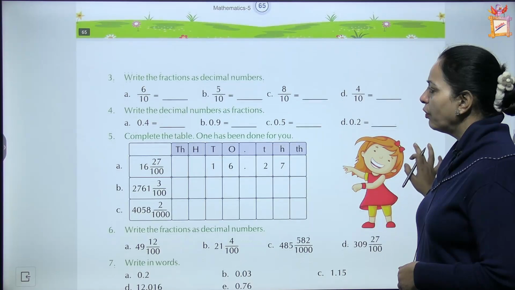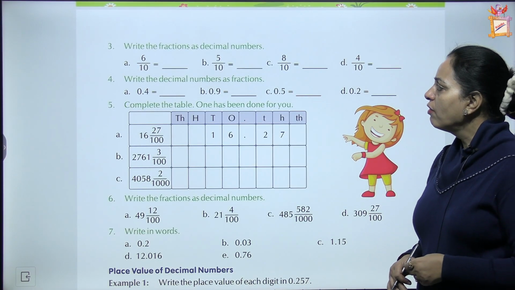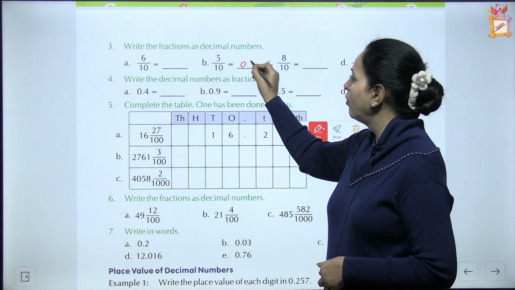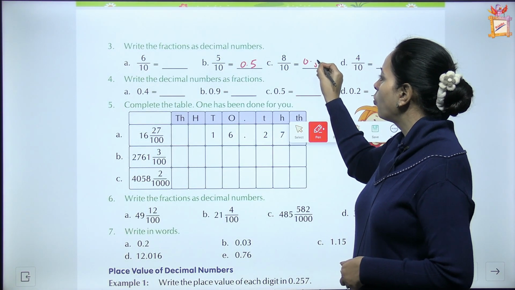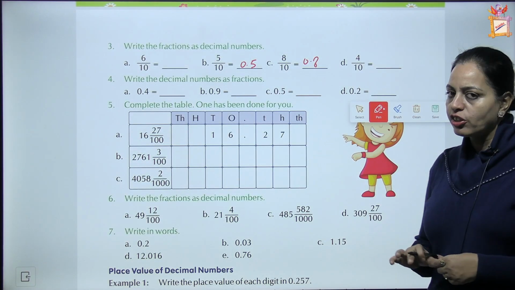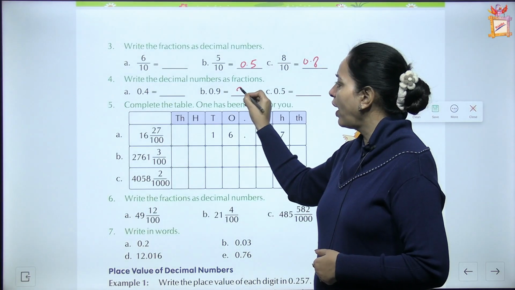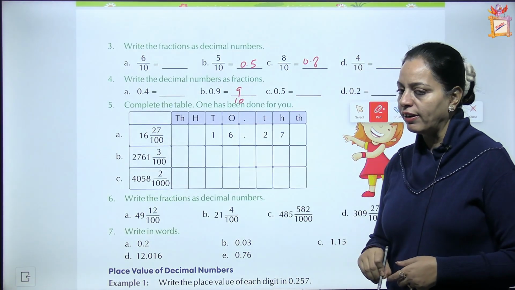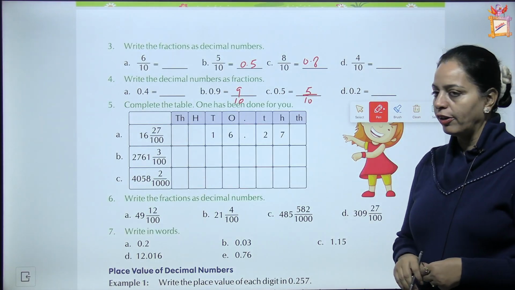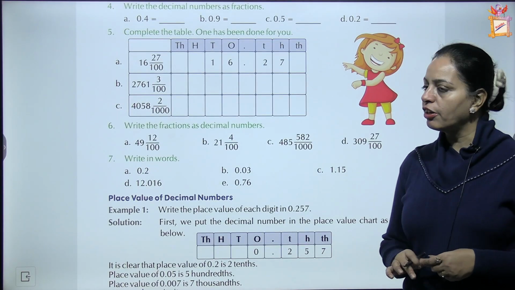Now here the third one, write the fractions as decimal numbers. So here like 5 by 10, this is 0.5. 8 by 10, 0.8. The fourth, write the decimal number as a fraction. Now we can make a fraction from a decimal. Like 0.9 is 9/10. C part 0.5 is 5/10. Okay. Now the fifth one, complete the table. One has been done for you.